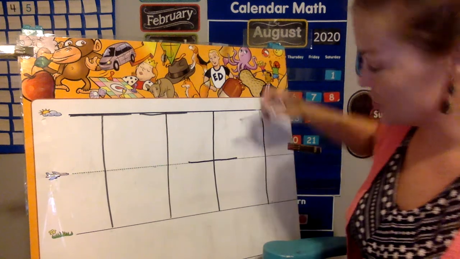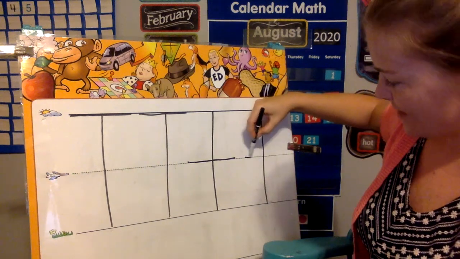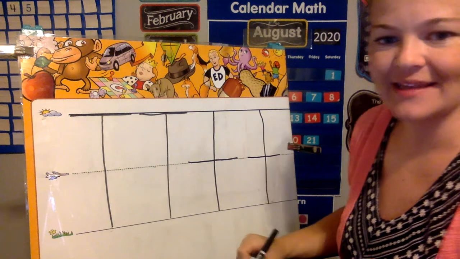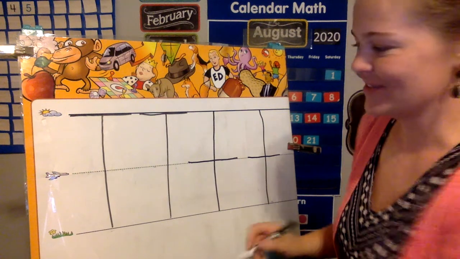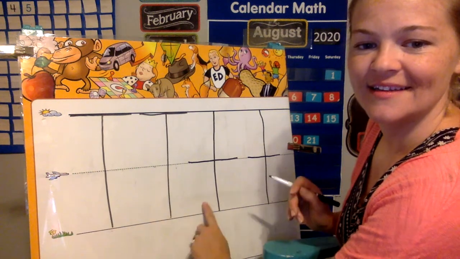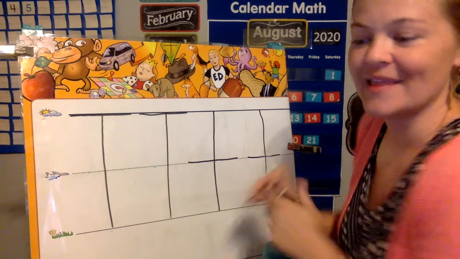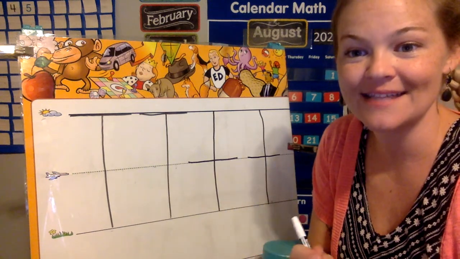And then you're going to put your marker on the plane line and draw a line on the plane line. Okay? So this is uppercase T and this is lowercase t. And they both make a ta sound.